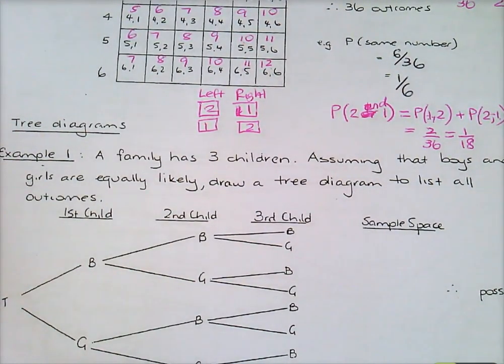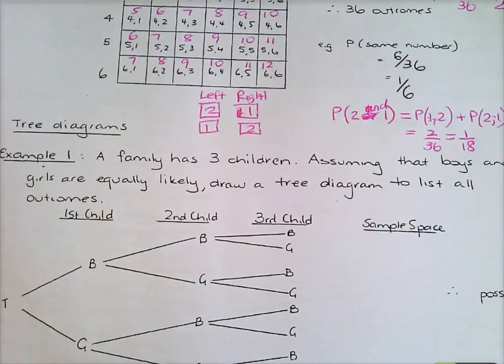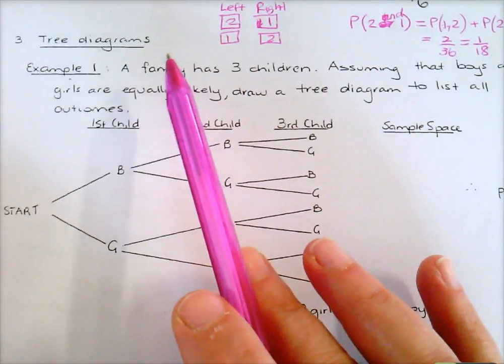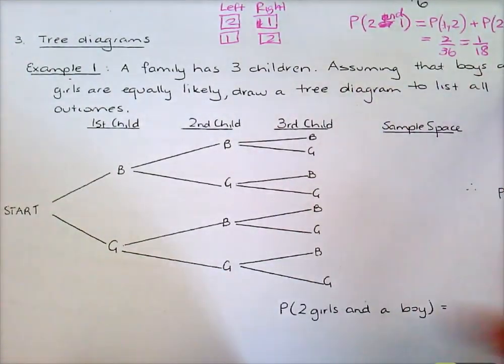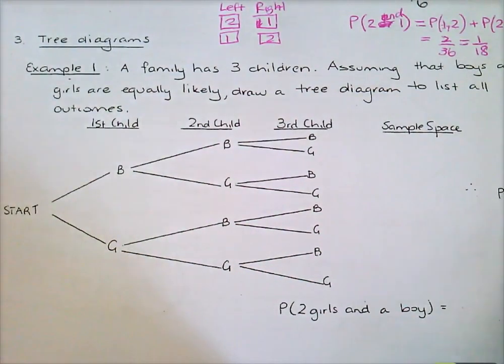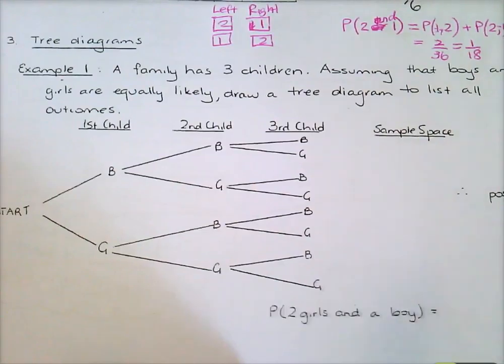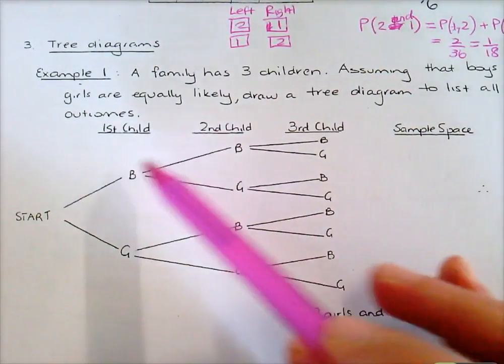A family has three children. Assuming that boys and girls are equally likely, apparently we're not really. I think there's a slightly bigger chance, less than 1% higher. Is it the boys or the girls?